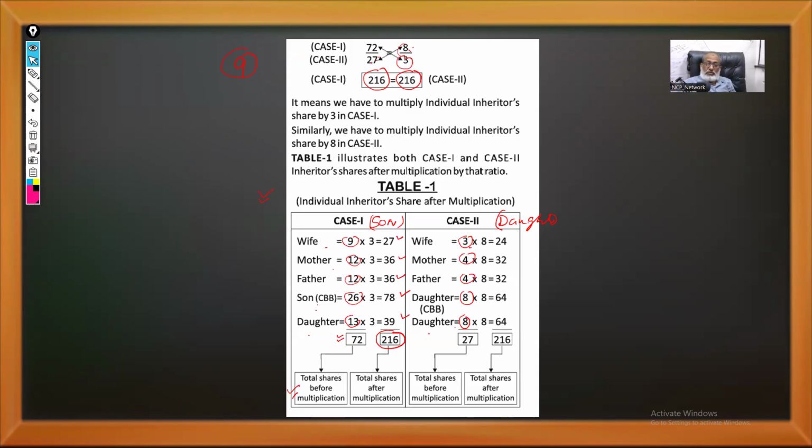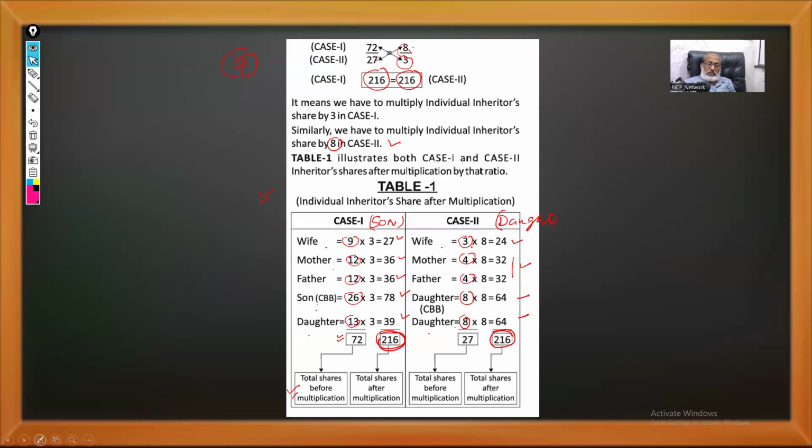But when we multiply case 2 by 8, after the multiplication the share of the wife is 24, the share of the mother and father is 32 each, and the daughters are 64 and 64. In both conditions, we find the total share is 216.